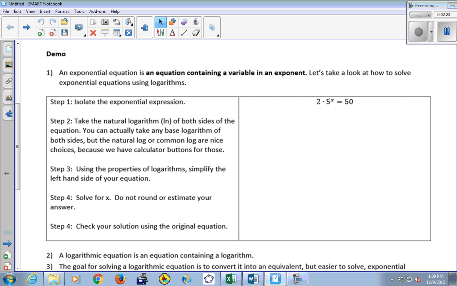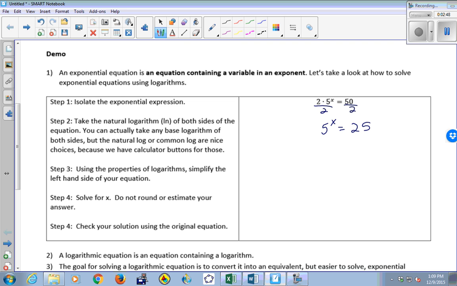Divide by 2. Divide by 2, divide by 2. So I get 5 to the x equals 25. Okay. Step 2 is to take the natural logarithm of both sides of the equation. Okay. You can actually take any base logarithm of both sides, but the natural log and the common log are nice choices because our calculators have buttons for those.